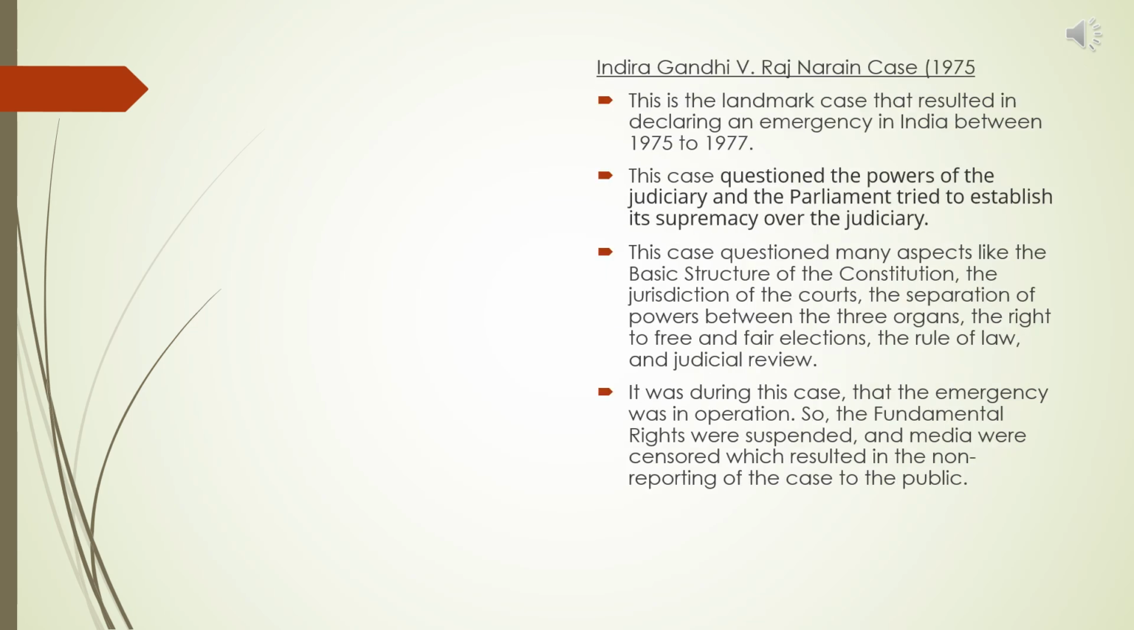Now we will discuss the other landmark judgment, that is Indira Gandhi versus Raj Narayan. The case happened in 1975, and the highlight of this case is that it resulted in declaring emergency in India. That emergency was between 1975 and 1977. This was the case which directly questioned the power of the judiciary. And there was an attempt by the parliament to establish its supremacy over the judiciary.